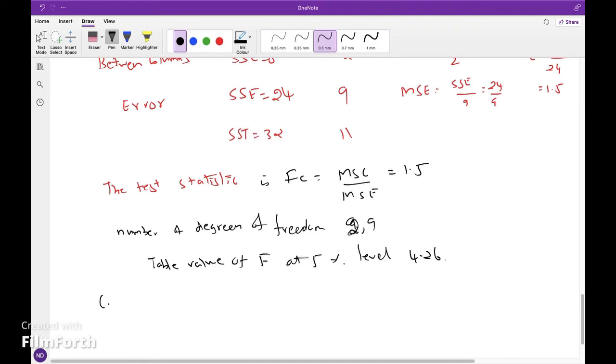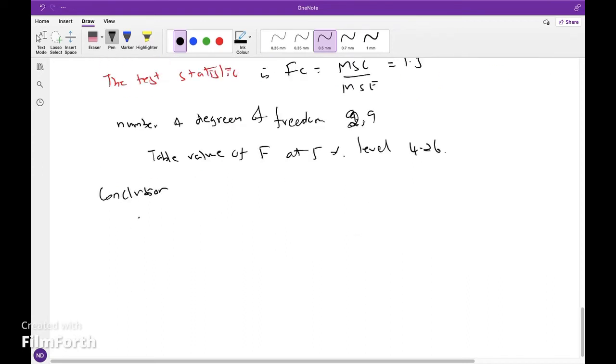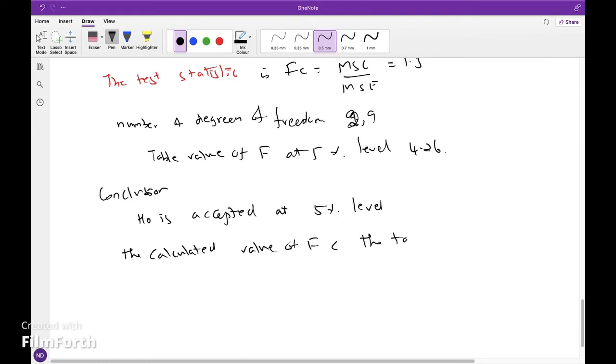The conclusion: H0 is accepted. H0 is accepted at 5% level of significance, since the calculated value of F is less than the table value of F. Therefore, there is no significant difference among the means.